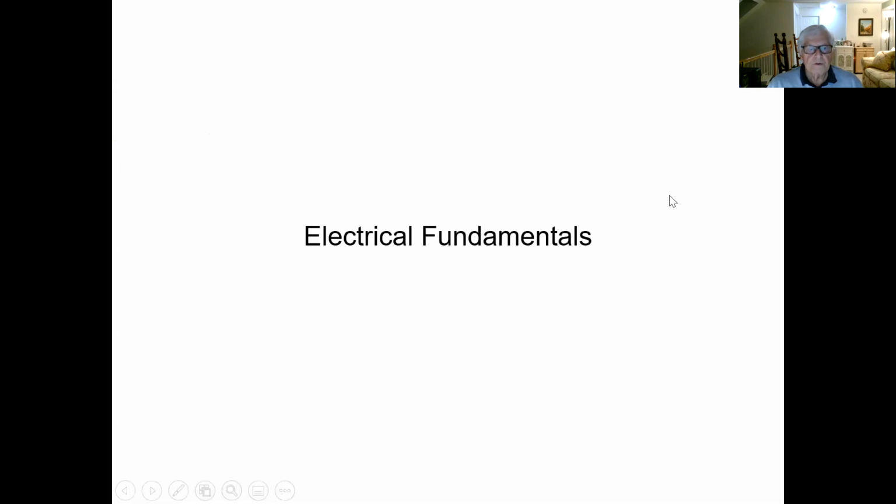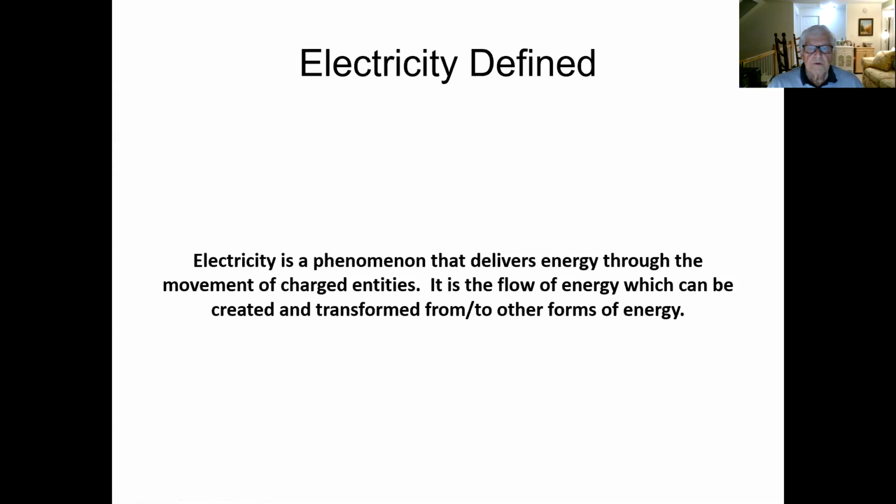Start with the electrical fundamentals. Start with the definition of electricity, which we know is the flow of energy. Okay, where we have a source of energy, we flow that energy and that energy gets used up to perform certain functions, needed functions that we want.